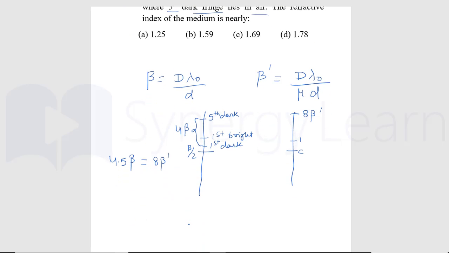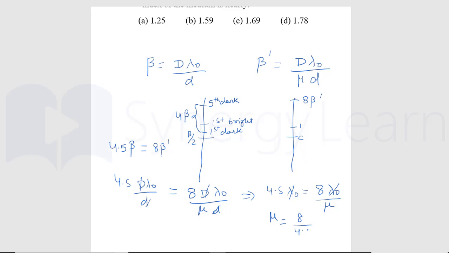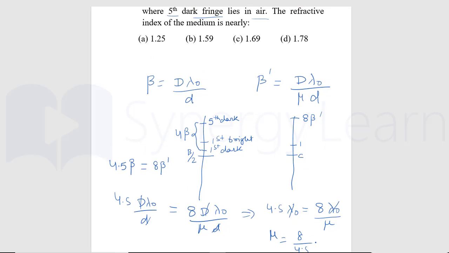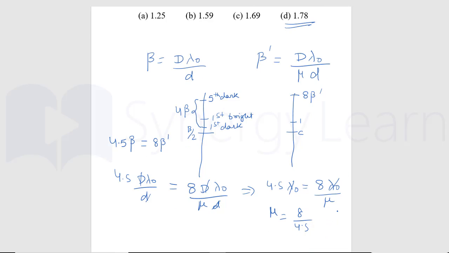Now using the value of beta, 4.5 D lambda naught by d is 8 D lambda naught by mu d. So D and d get cancelled, or 4.5 lambda naught is 8 lambda naught by mu. Lambda naught gets cancelled, so mu is 8 by 4.5. So this is less than 2, but not considerably less than 2, hence it should come as 1.78.